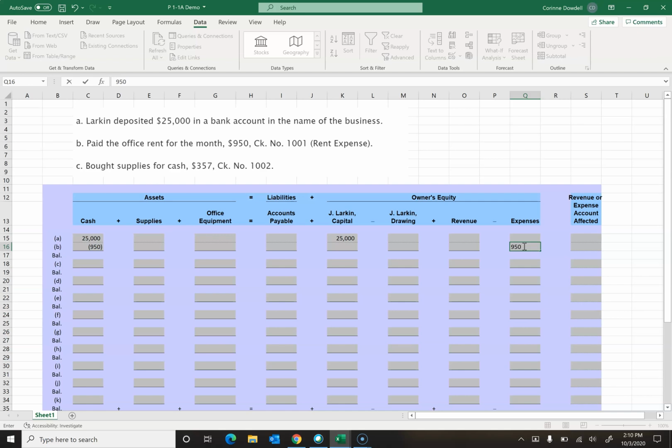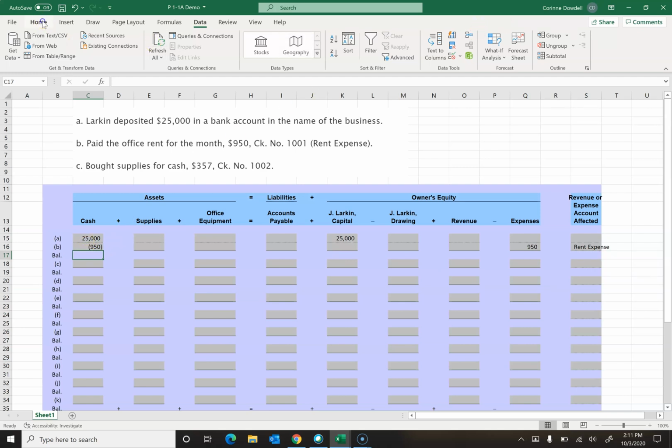Remember, this is not a negative. Okay? Remember, that expense column is a tally of all the money that you are spending. Now, right here in this column is where you indicate what type of expense or revenue it is. So this will say rent expense. Okay? All right, so now we need to update our balances because now we have more than one transaction.